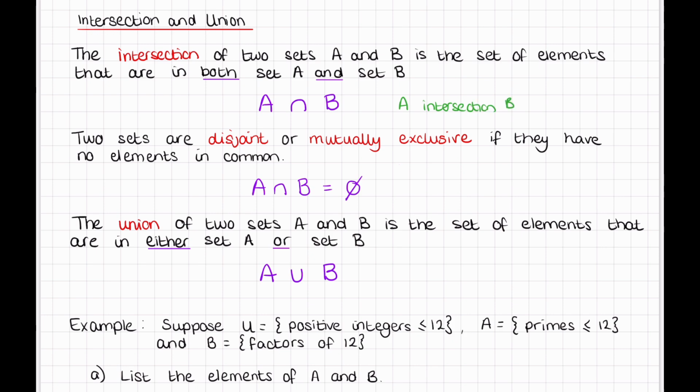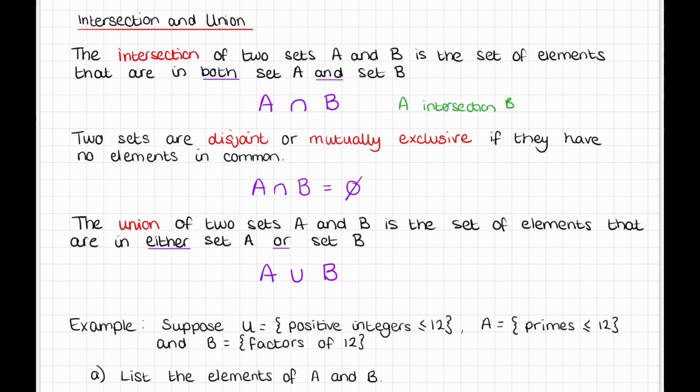We can then have two sets that are disjoint or mutually exclusive. They mean the same thing. Both words you can hear and will get used. Mutually exclusive is probably used more than disjoint. What this means is they have no elements in common. Our notation, we've got A intersection B there, equals, and then this symbol, circling now, is the null set, or an empty set. So it means there's nothing in it.